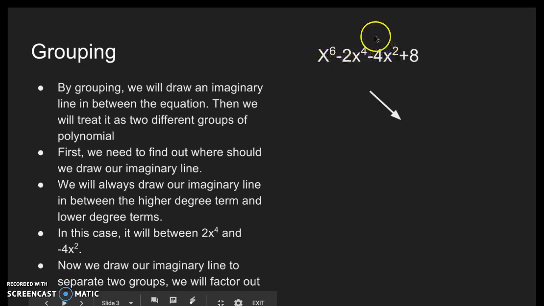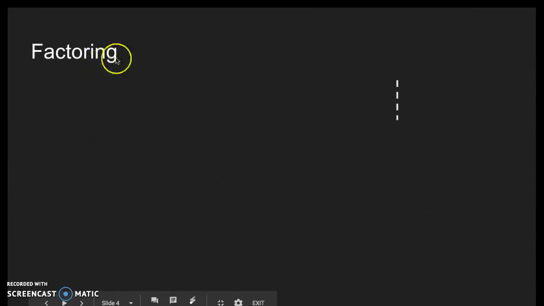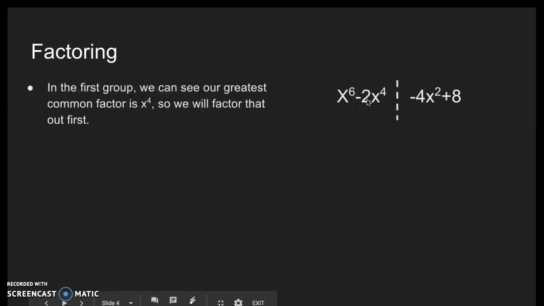Also, we have to always draw our imaginary line in between two groups where we can get the greatest common factor. So now we'll draw our imaginary line. We'll draw it in between negative 2x to the 4th power and negative 4x squared. Here's our imaginary line! Now we will start factoring. That's our imaginary line with the polynomial from the previous slide.